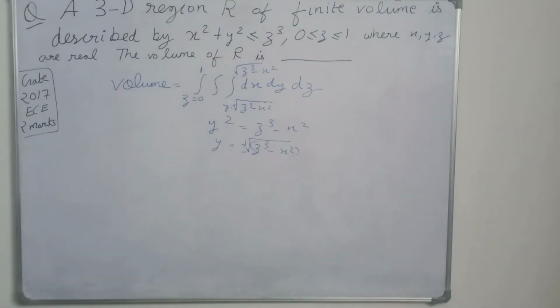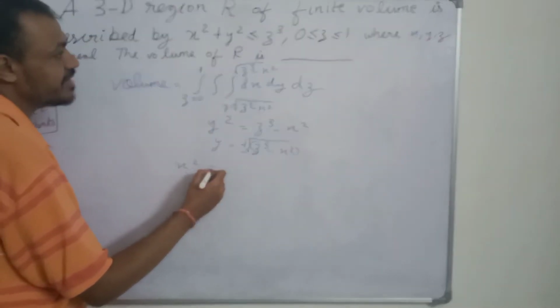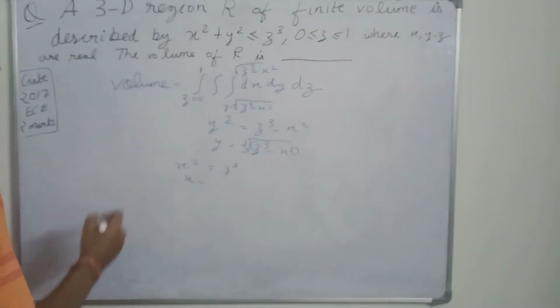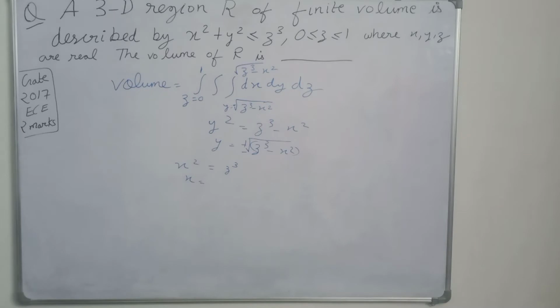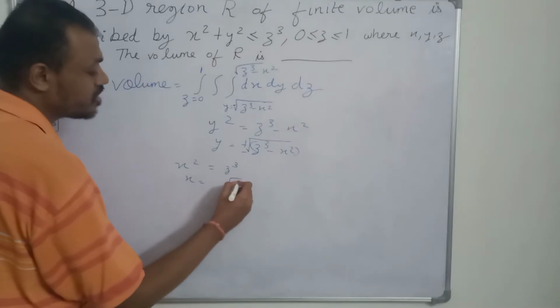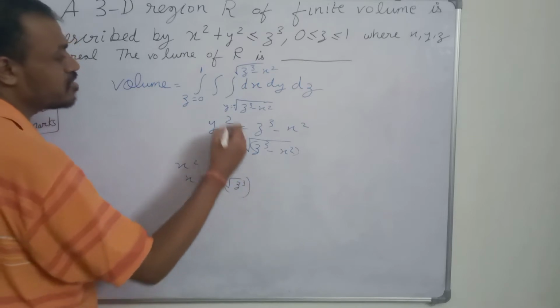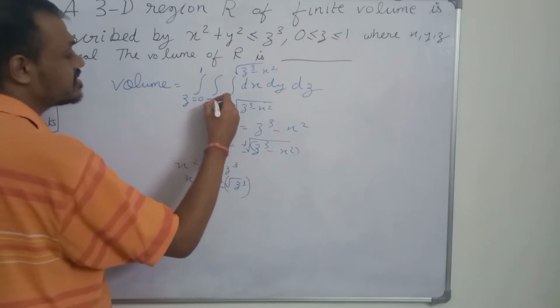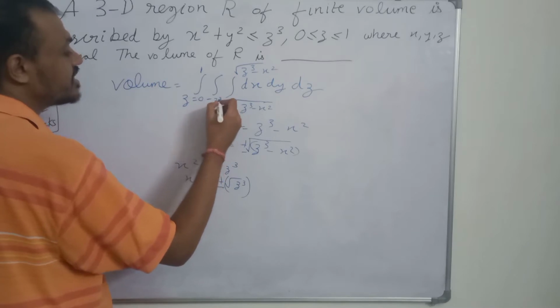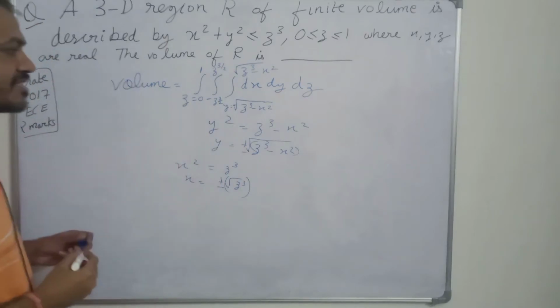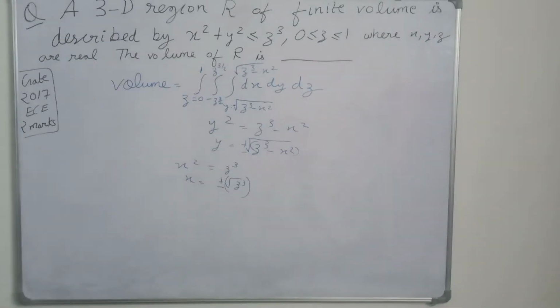And if the limit for y is this, then the limit for x will be from x square is equal to z cube. So we have to find the limit for x. x will be from under root of z cube, plus and minus. So the first limit we will take as z to power 3 by 2, and the second limit as z to power plus 3 by 2. So these are the three limits.